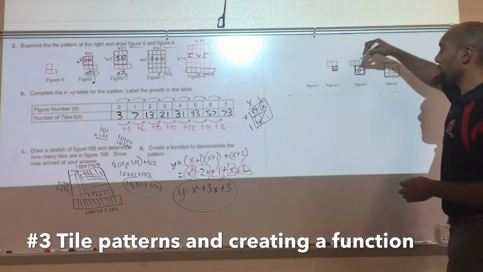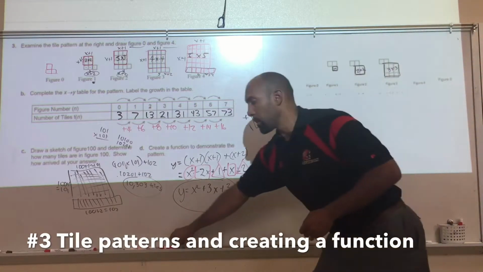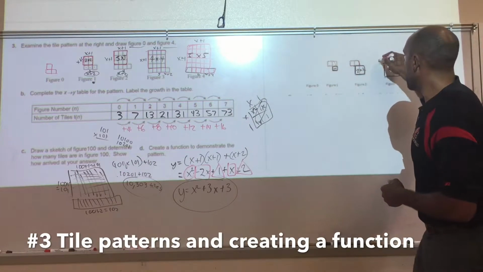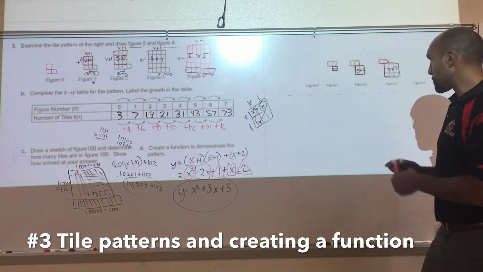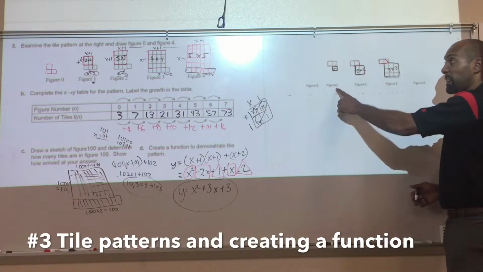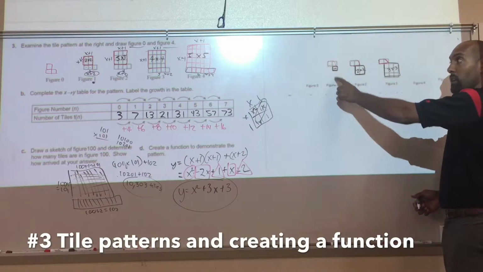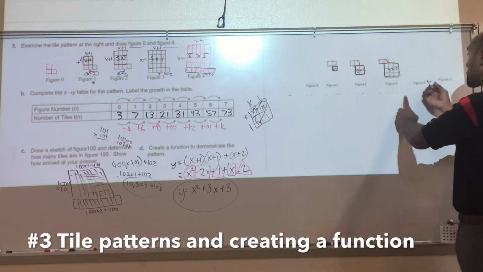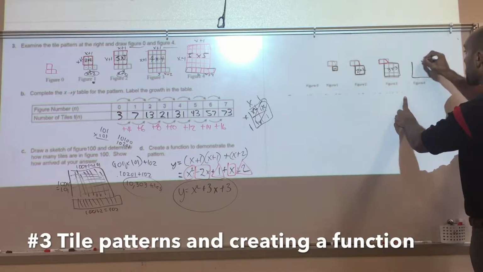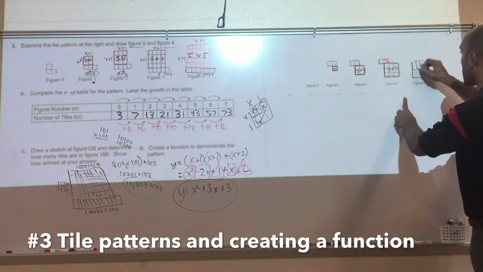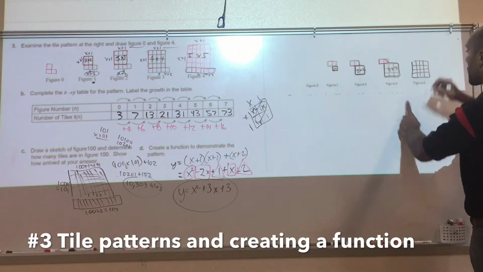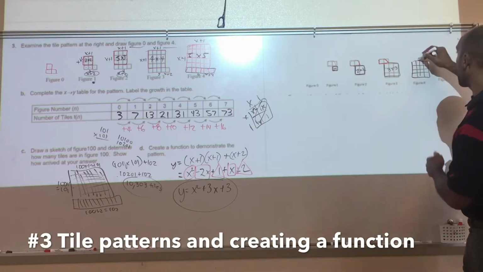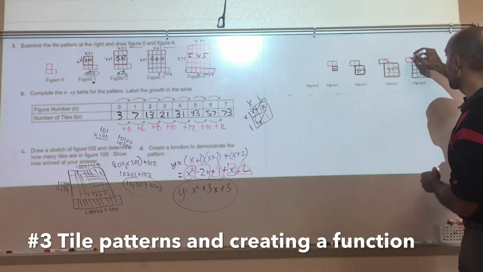And then each one of them has these 2 squares on top. That doesn't ever change. So if I look at the figure number, figure 1 is 1 by 1, figure 2 is 2 by 2, figure 3 is 3 by 3. So that must mean figure 4 is 4 by 4. And then it has to have those 2 squares on the top, where one of them is hanging off.